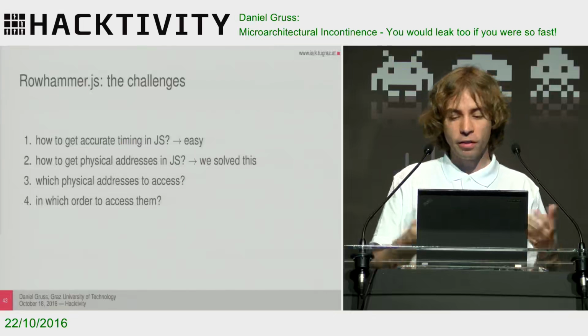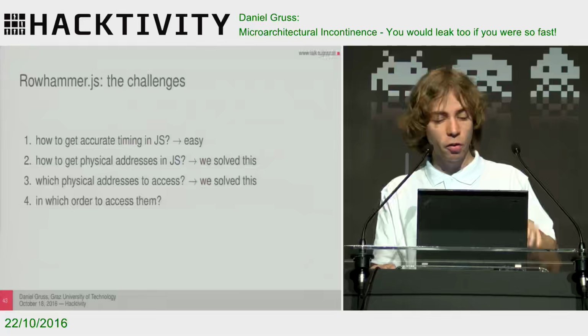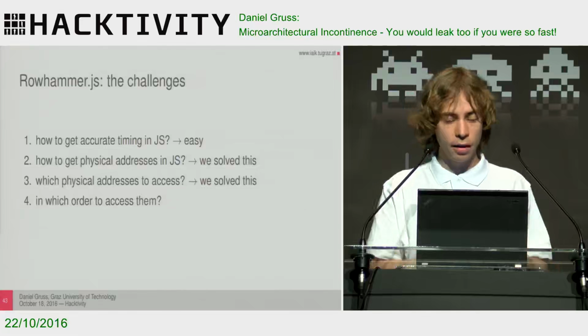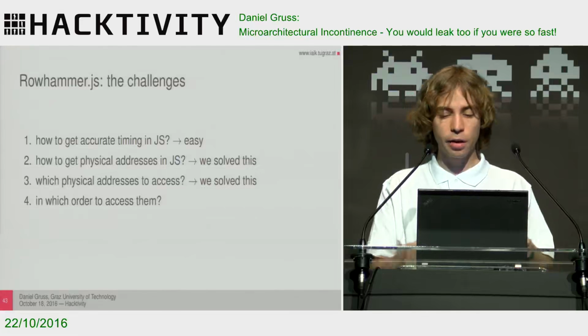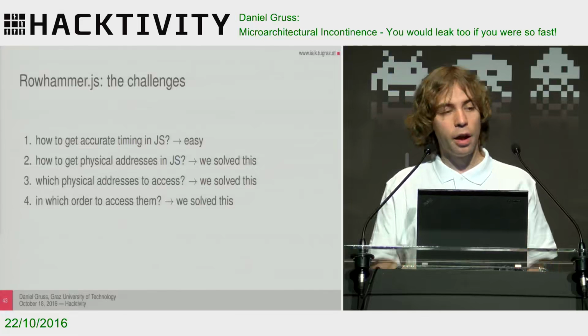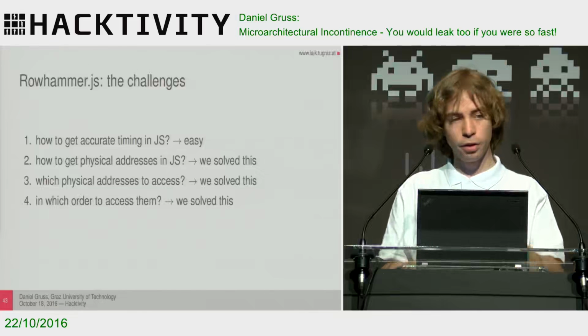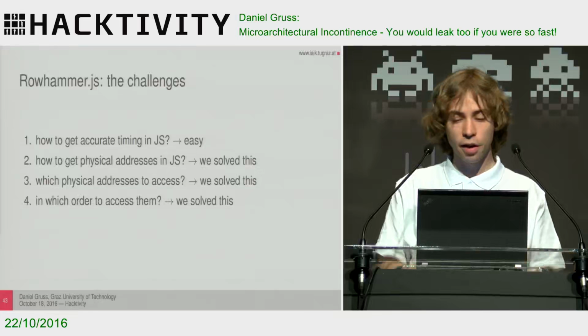That's also something we solved in a previous work already. Which physical addresses should we access? A colleague of mine has solved this previously before we started working on that. And then in which order to access them. In our work on rowhammer.js, we found out that this is the crucial point to perform rowhammer in JavaScript.